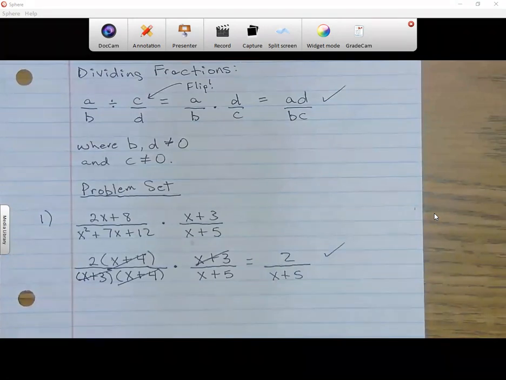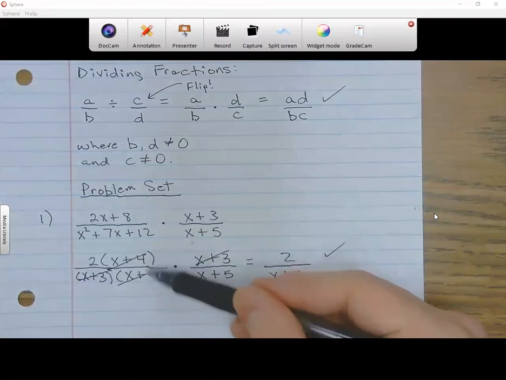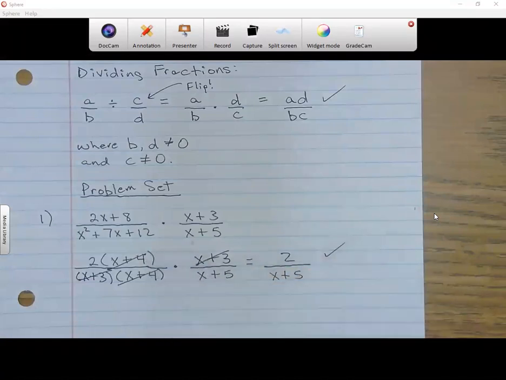You factor first, and then you start crossing things out, canceling things out, if they're the same on the top and bottom. And they can be the same on the same fraction, like the x plus 4s. Notice how they're on the same fraction, and if it's the same on the top and bottom, I can cancel them out, right? But also think about this. I've got x plus 3s on different fractions, but since they're the same on the top and bottom, I can also cancel those out. So you're always trying to cancel out as much as you can without making a mistake.